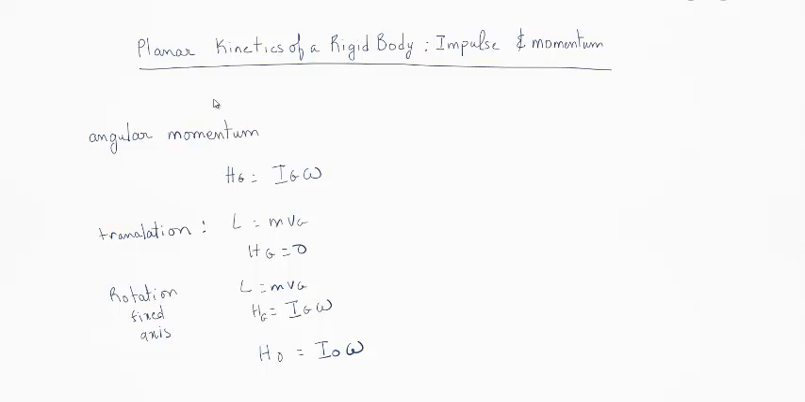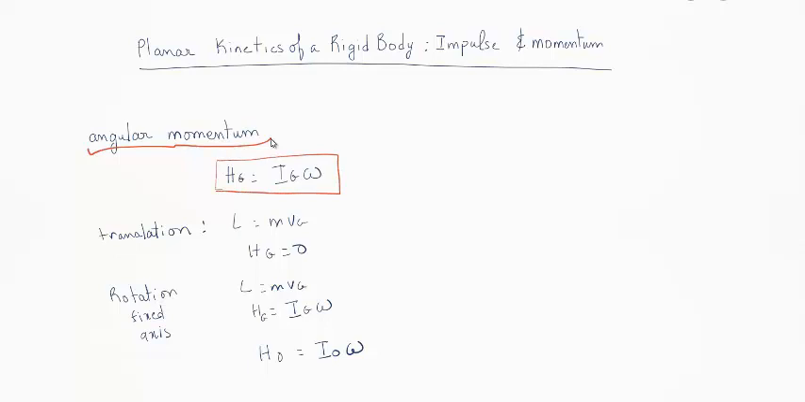Hello everyone. In this video, we will go over planar kinetics of a rigid body, impulse, and momentum. Now, if you remember, in an earlier chapter, we covered impulse and momentum, but we didn't go over rigid body. We were just going over a particle. Now, remember from previous videos, the difference is that for a rigid body, we have a moment of inertia, IG. So let's get started. First, we have the term angular momentum, HG, which is IG omega.